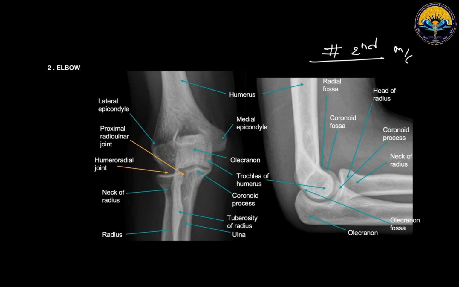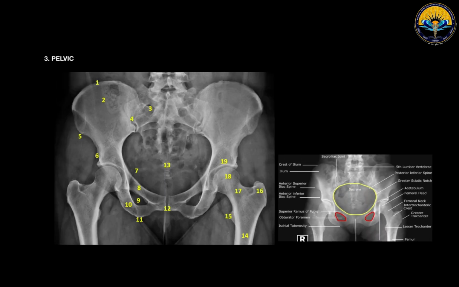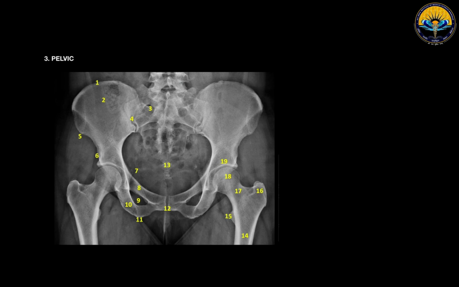So here I provided you an X-ray of the pelvis, and here you can see that there are multiple numbers given to specific sites. So you can pause this video and try to write the number which is given to the specific site. Or I will tell you about the numbers I have shown to you, and a few numbers you will have to find the answer to.